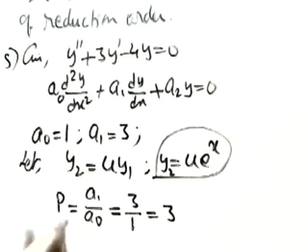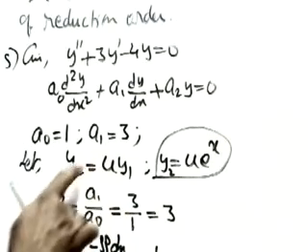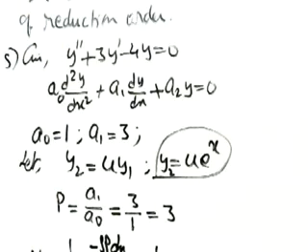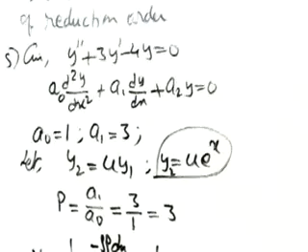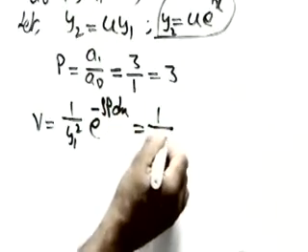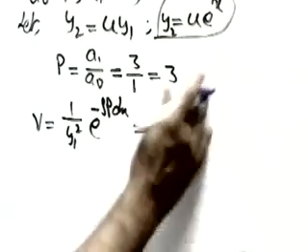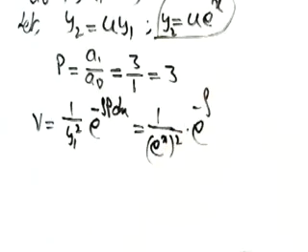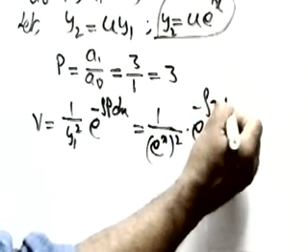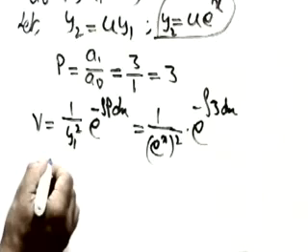Now the next step is we have to find v of x. The formula of v is 1 by y1 square into e to the power of minus integration p dx. We already have y1 as e power x, so 1 by e power x whole square into e to the power of minus integration p dx, where p is 3.